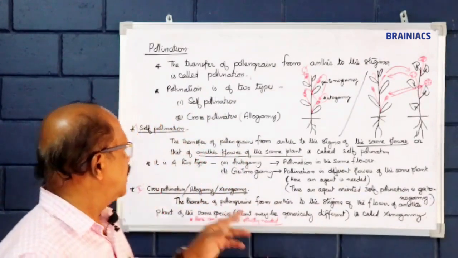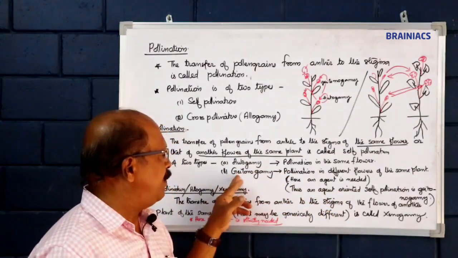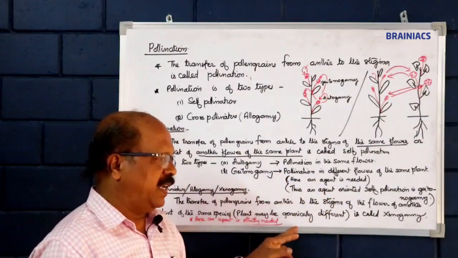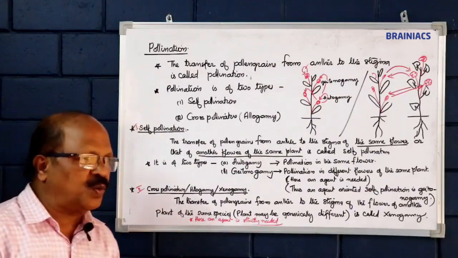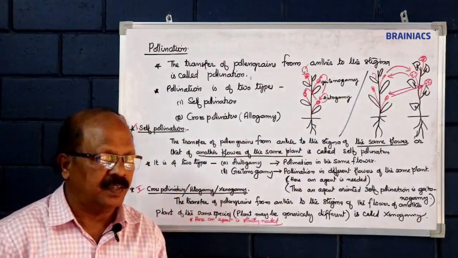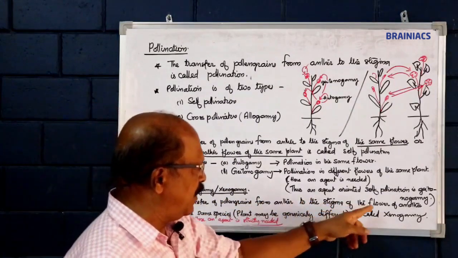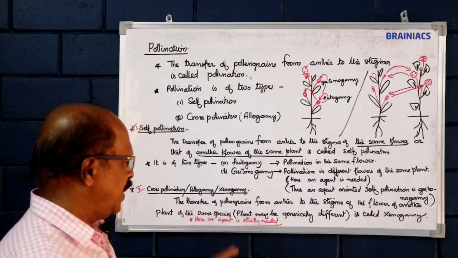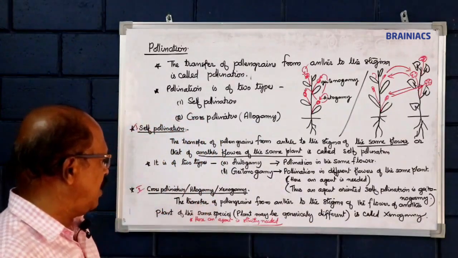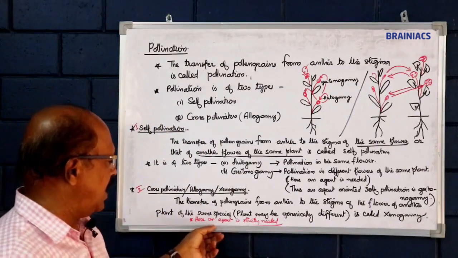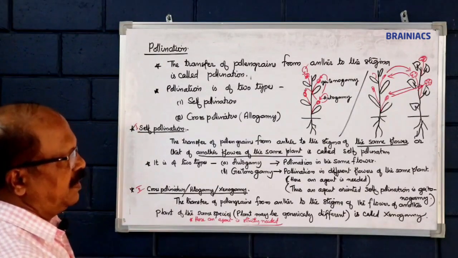Remember please, in agent oriented self-pollination it is geitonogamy, but an agent is strictly needed in cross-pollination, because pollen grains are transferred from one flower to the flower of another plant. So the transfer of pollen grains from anther to the stigma of the flower of another plant of the same species, plants which may be genetically different, is called xenogamy or allogamy or cross-pollination. See, here an agent is strictly needed. And so that is about the general account of pollination.